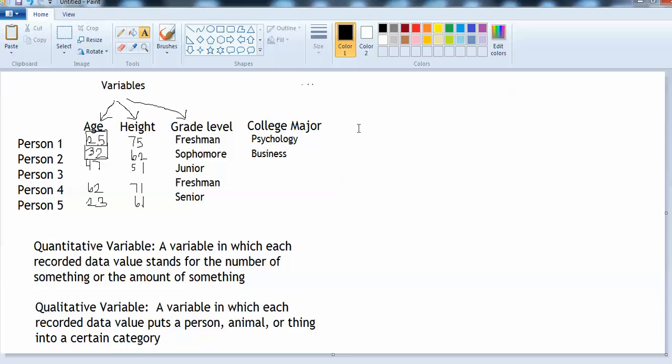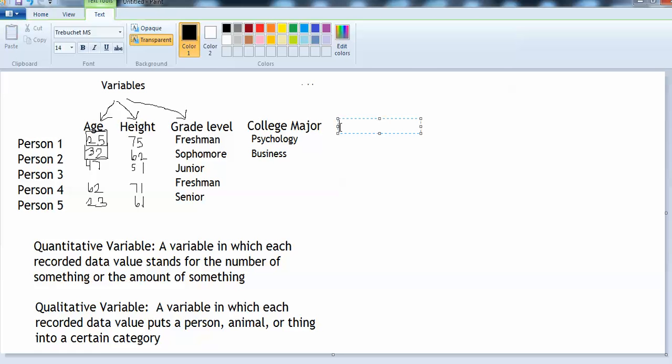Now, so far we have 2 quantitative variables and 2 qualitative variables. It would be nice if data values with numbers always went along with quantitative variables, and data values that are words always went along with qualitative variables. But unfortunately, it's not that simple, because some numbers don't actually stand for a number or amount of something.